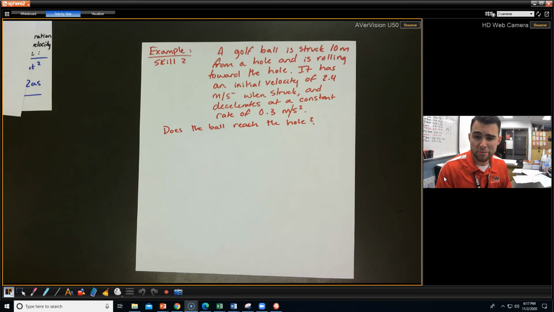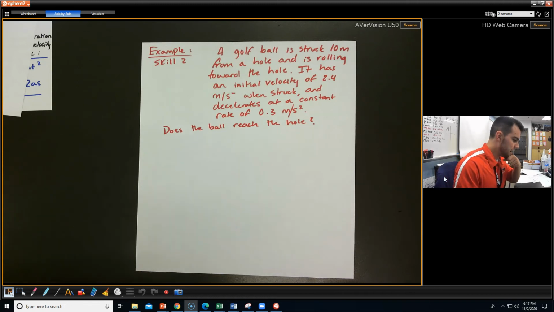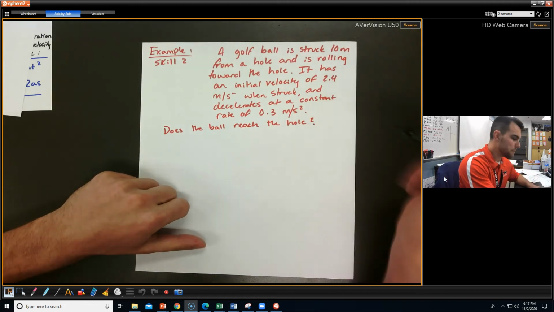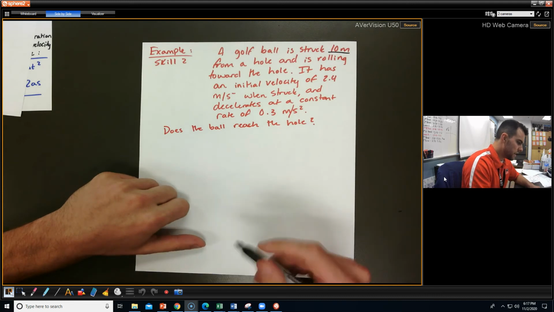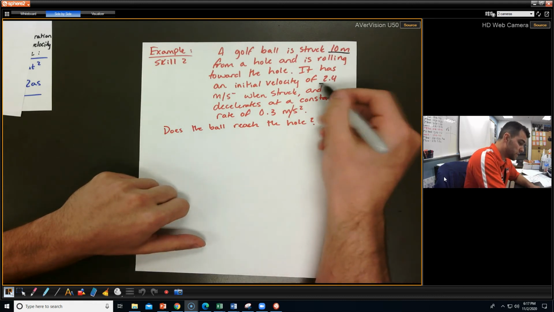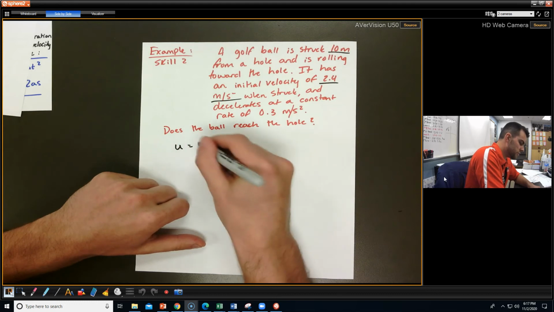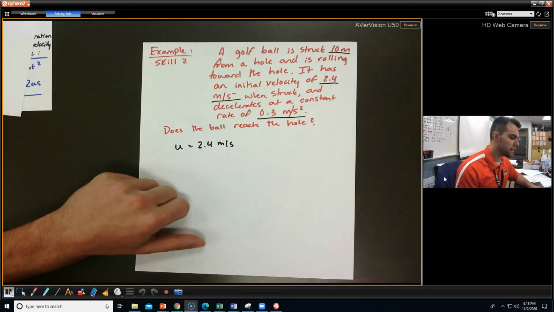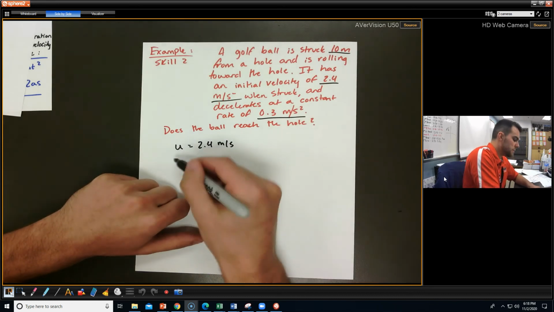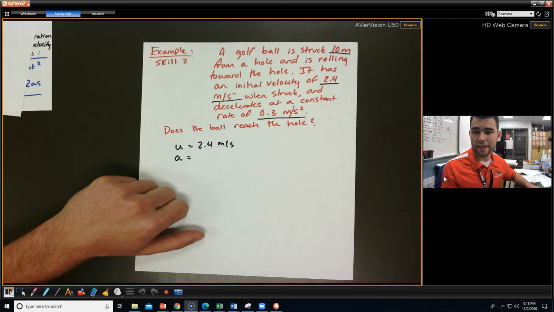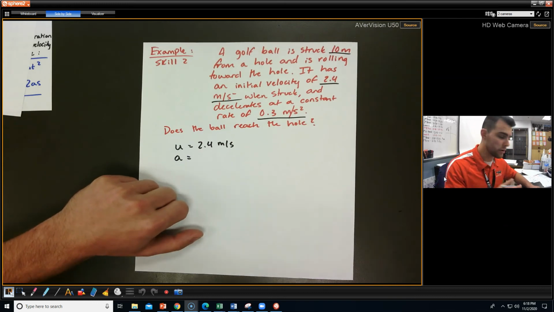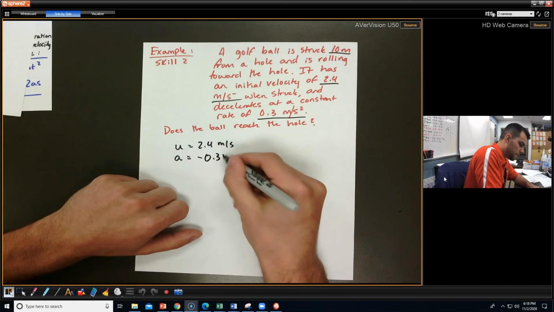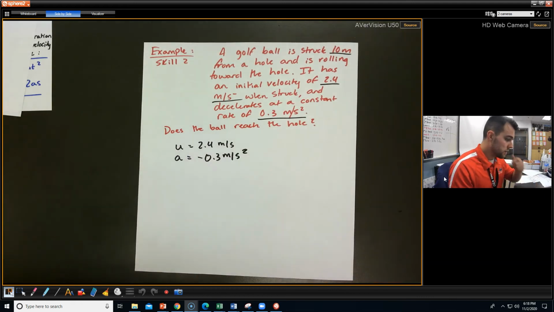Now, let's write down some of the known variables that we have and see what we can come up with. So again, 10 meters from the hole, that might be important. It has an initial velocity of 2.4 meters per second, so u equals 2.4 meters per second. And it decelerates at a rate of 0.3 meters per second squared. Because it decelerates, the acceleration is negative. It's slowing down. Does the ball reach the hole?